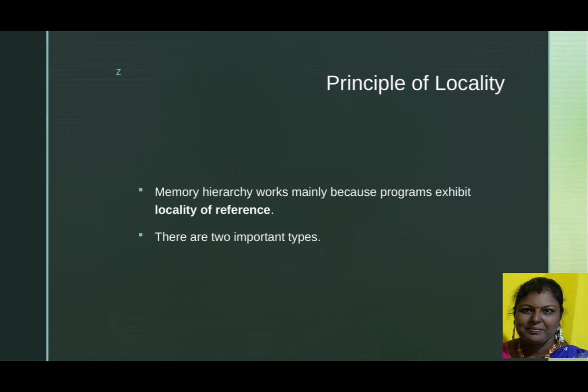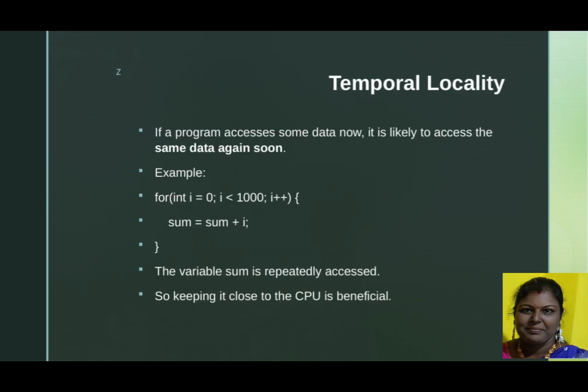When a program uses certain data, chances are it'll use that same data again pretty soon. This idea is called temporal locality. Take this example, a loop adding numbers from 0 to 999. The variable sum gets accessed over and over inside that loop. Because of this repeated access, it makes sense to keep sum as close to the CPU as possible. That way, the program runs faster and more efficiently. Temporal locality helps us understand why.